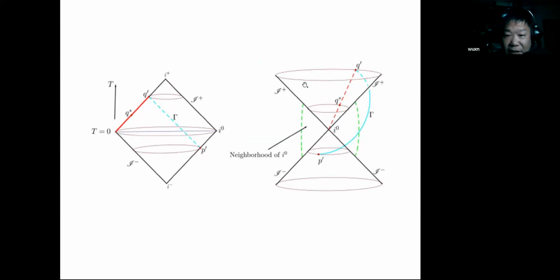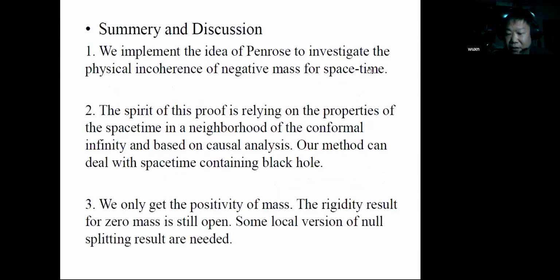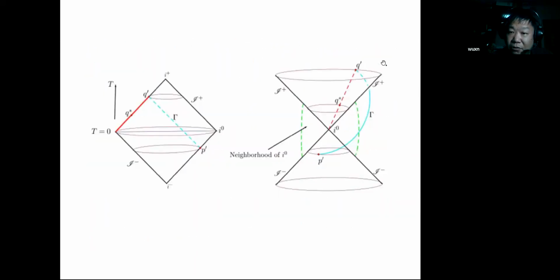I'm sorry, this picture's not clear. So the P prime is here, but the Q hat should be at such kind of position. I mean, a little away from the Q prime, and then the null geodesic generator should just belong to this one, and then come here.